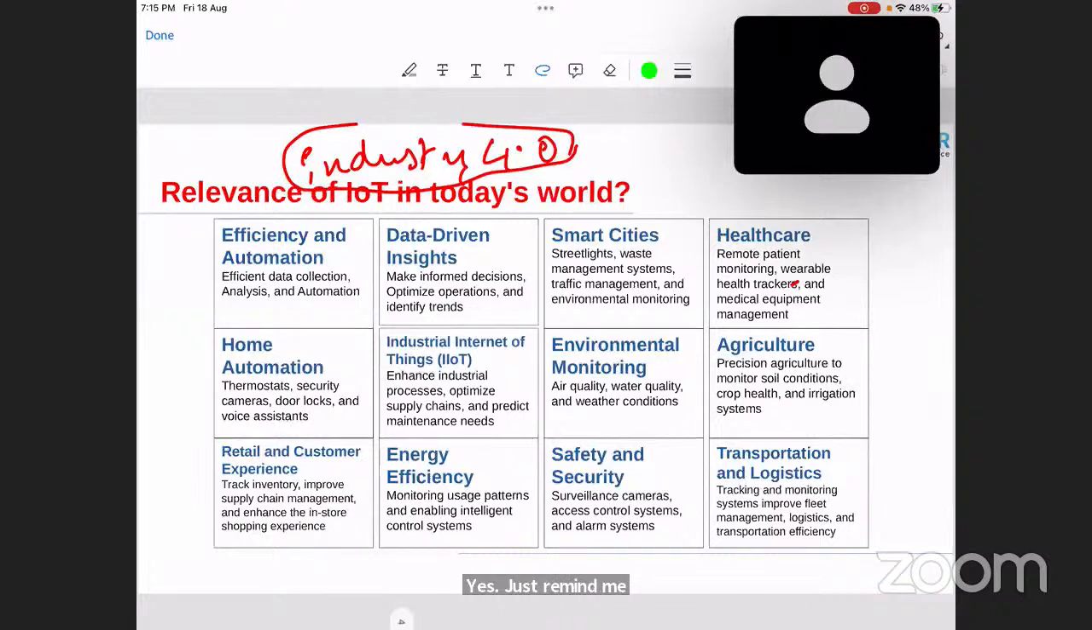Just remind me once we are on the second or third day of our class, we'll discuss Industry 4.0 also, so that you can understand how it works from the industry point of view.